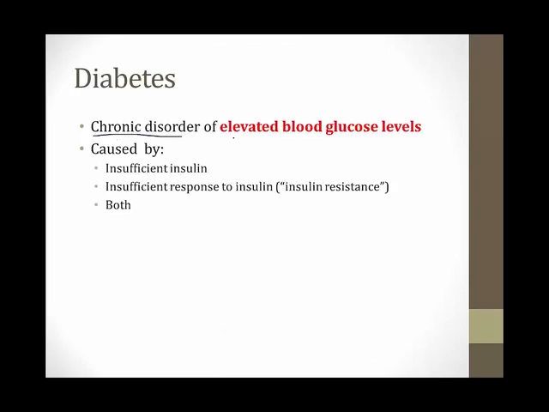Diabetes is a chronic disorder of elevated blood glucose levels, and it can be caused by either insufficient insulin production by the pancreas or insufficient response to insulin by peripheral tissues. This is referred to as insulin resistance, and sometimes it's caused by both of these reasons.